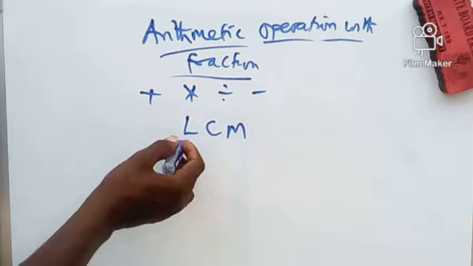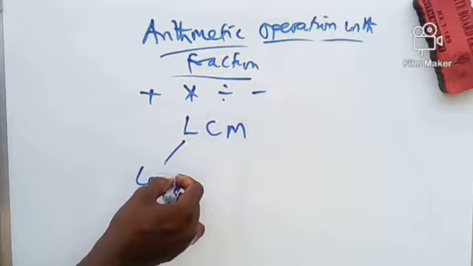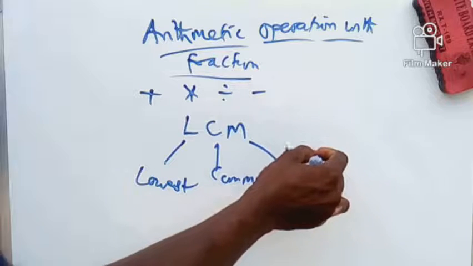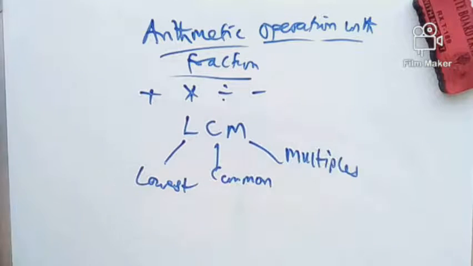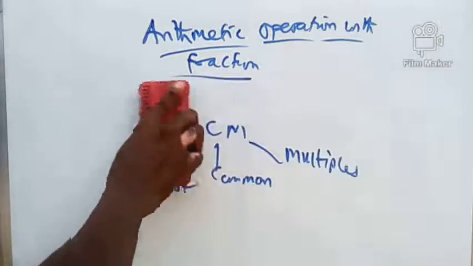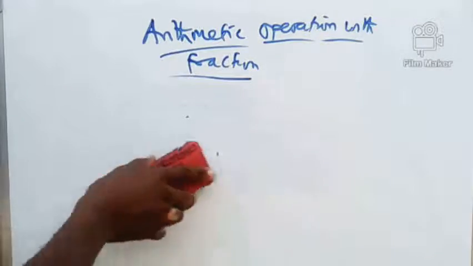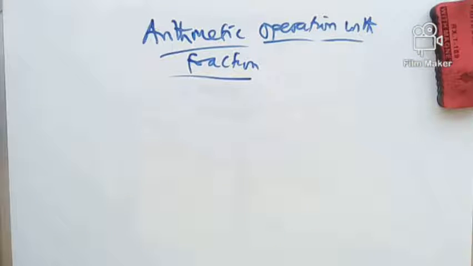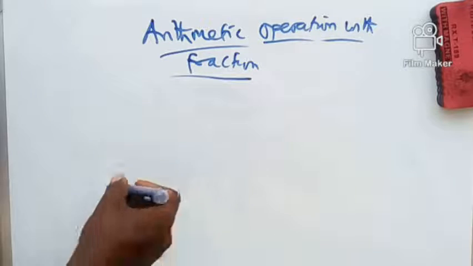LCM is an acronym which stands for lowest common multiples. Now, what does that mean? The LCM of a number is simply the lowest numbers which can be multiplied together to form that particular number.